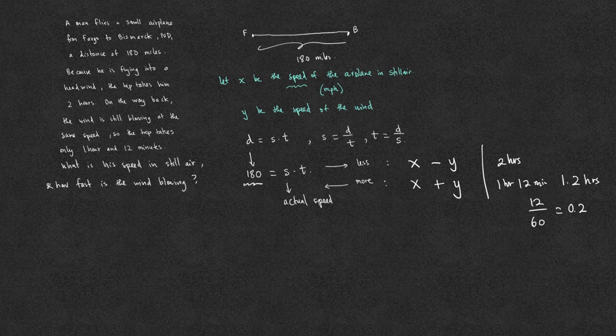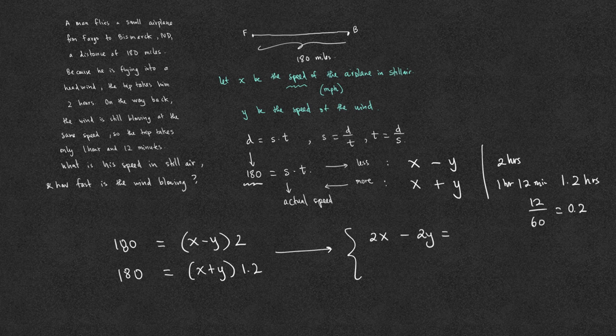So the first equation, going to, is the distance equals 180. 180 equals the speed, which is x minus y, times the time, 2. Going back, the distance is still 180, but the speed is now x plus y times the time, which is 1.2. We then obtain a system of equations. 2x minus 2y equals 180. 1.2x plus 1.2y equals 180.